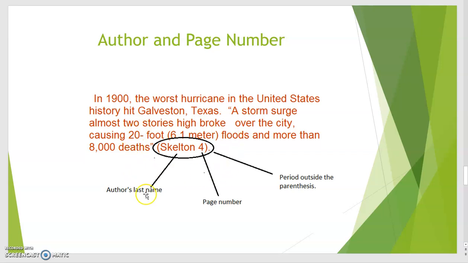So this tells me that the author is Skelton. It tells me that the page number is number 4, and then note that the period goes outside the parentheses. And you don't need a period after the word deaths as well. You don't need two periods. This period at the end, outside of the parentheses, functions as the period for the sentence.